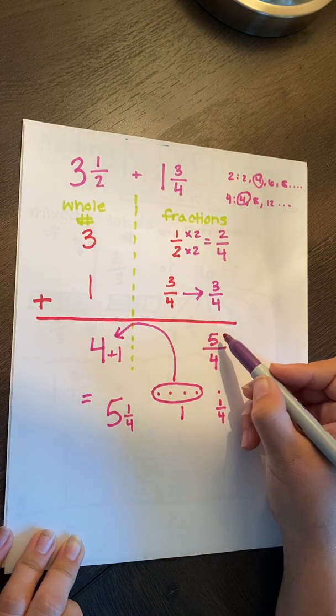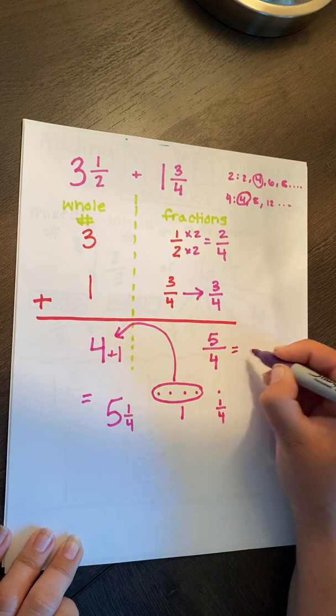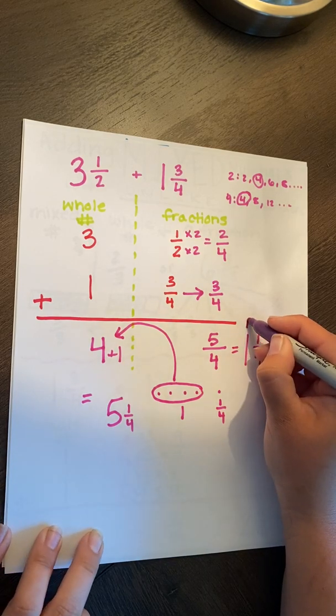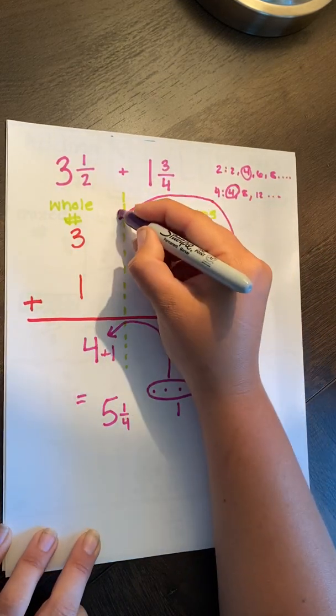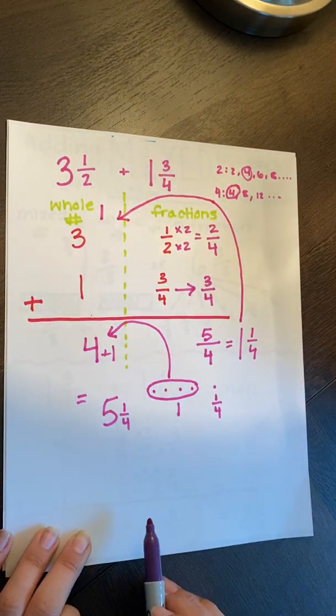You could also, if you get this and you want to change it right away and say, oh, this is 1 and 1/4, just like you would carry over when you're adding in a base 10 system, put your 1 right here and get 5 that way. You can do that, same thing.